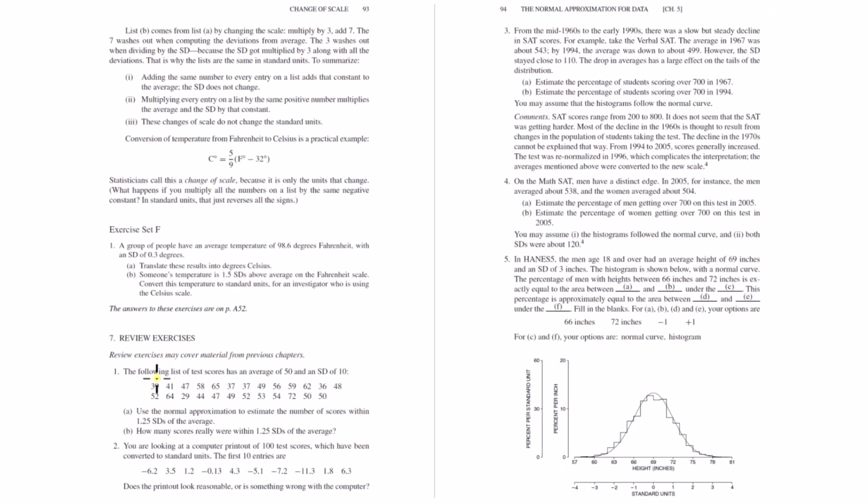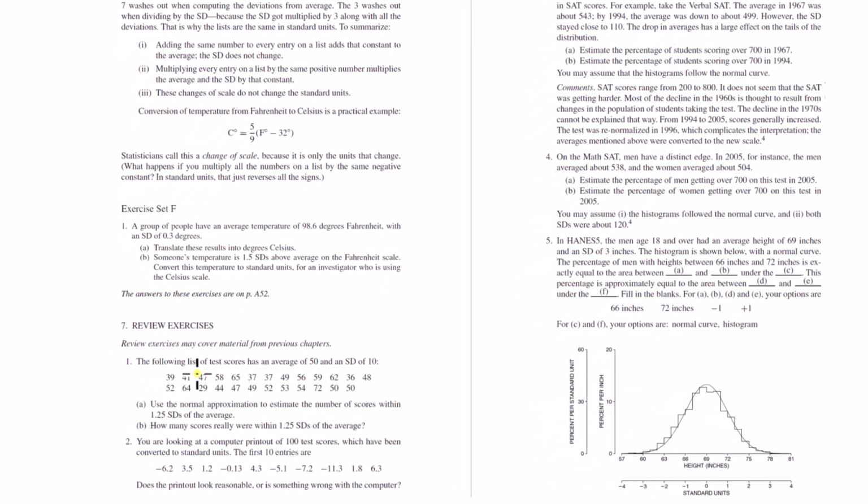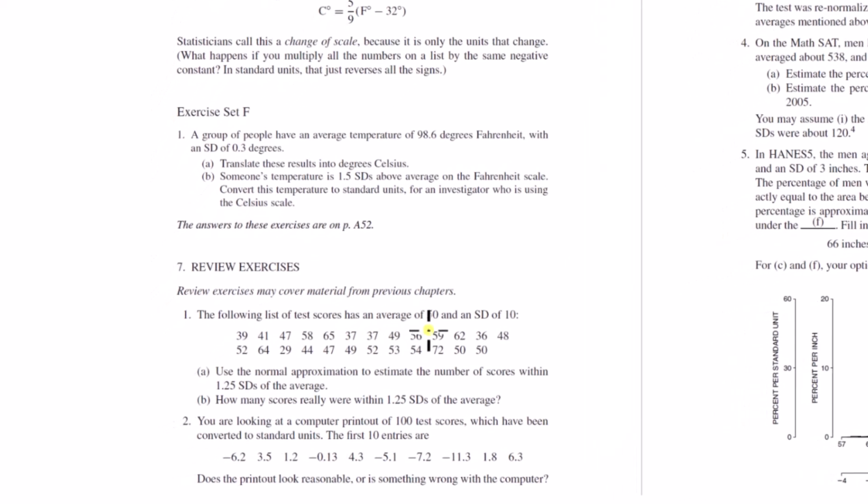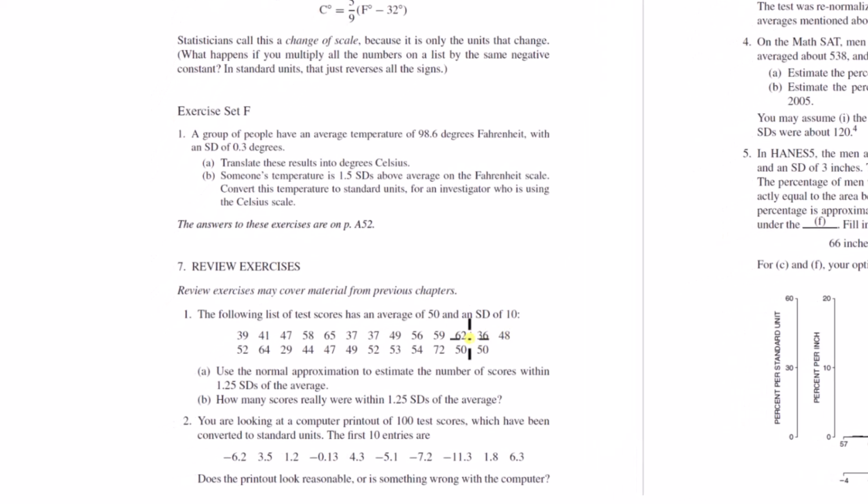All right, so the first question says, the following list of test scores has an average of 50 and a standard deviation of 10. Use the normal approximation to estimate the number of scores within 1.25 standard deviations of the average. And so I've talked about this in the previous videos as we've gone through this chapter.